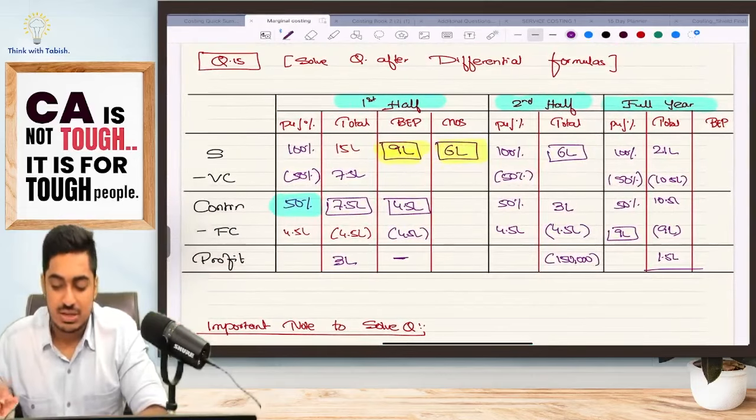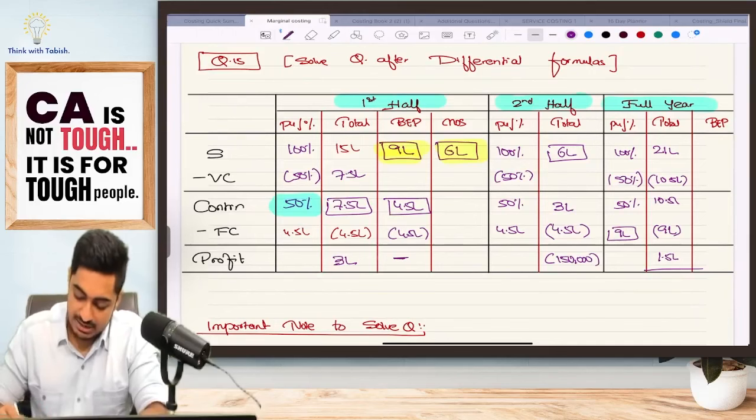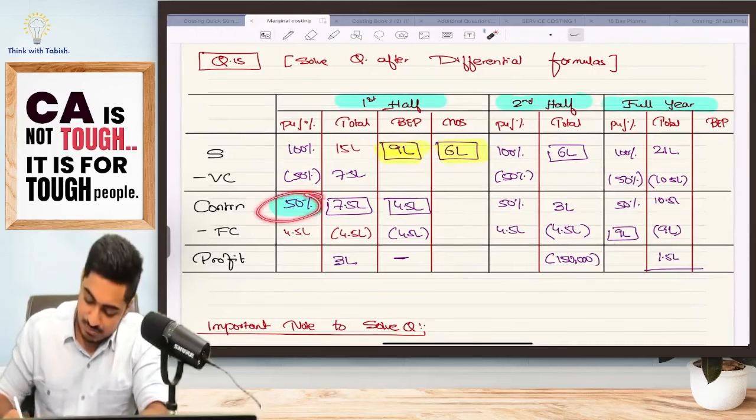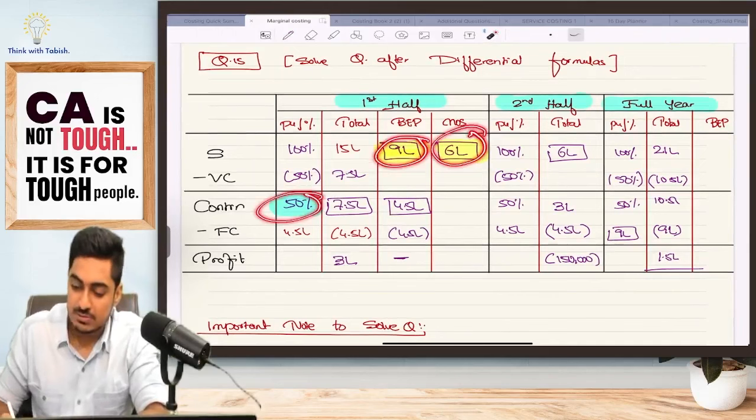Yes, look at this first one. Expected PV ratio, BEP, margin of safety for first half. Okay, I have calculated that. PV ratio, BEP, margin of safety for the first half of the year.